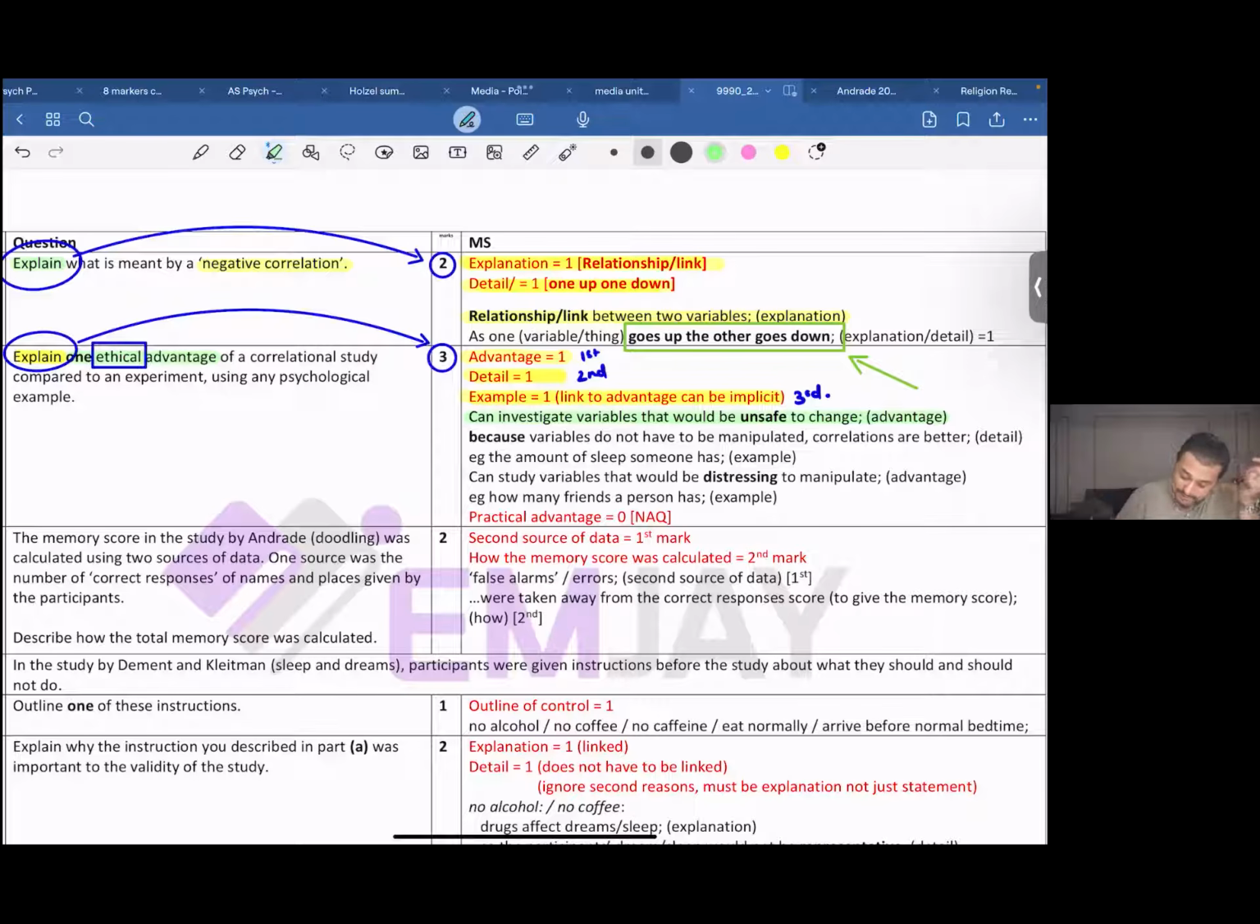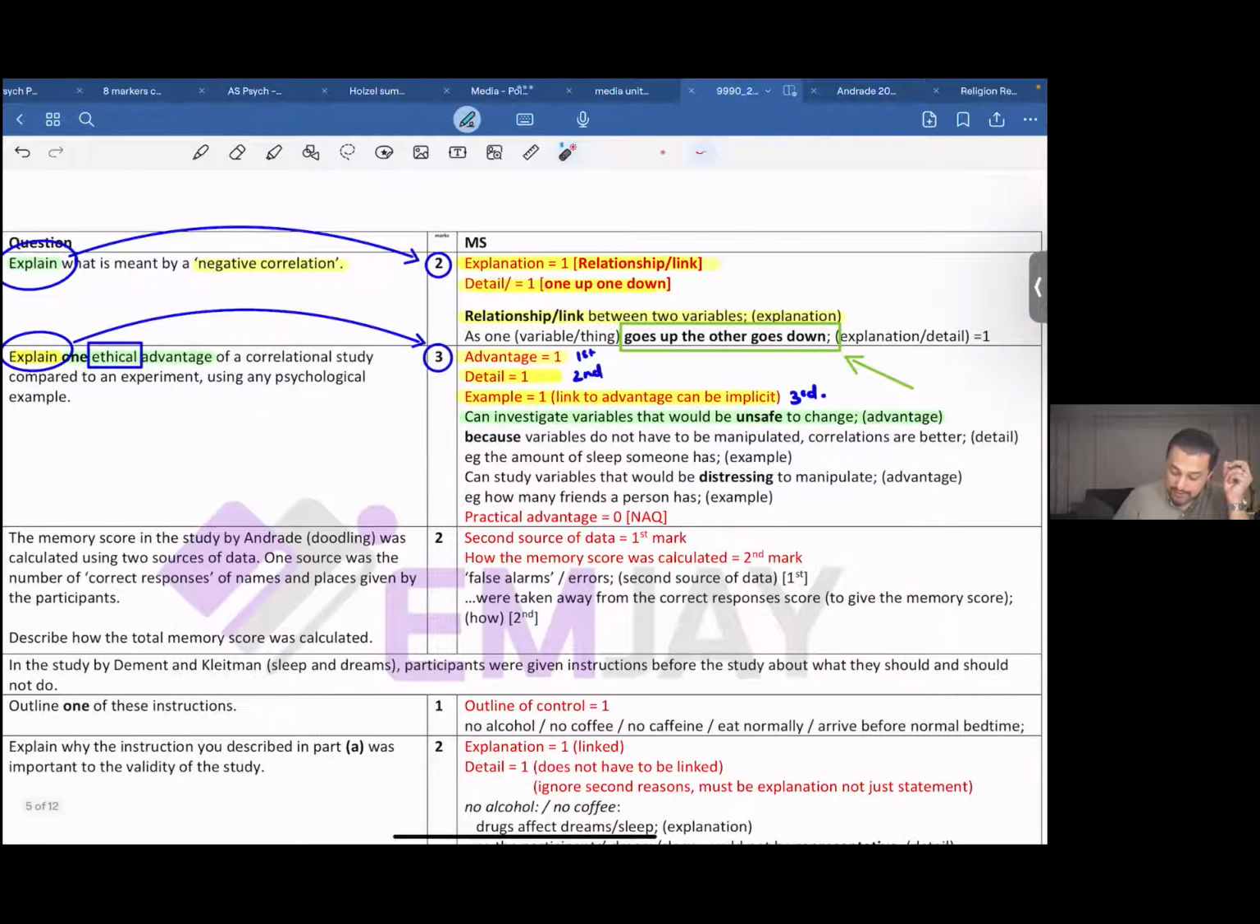Now, what does this say? Correlations can investigate variables that would be unsafe to change. I remember from a mock paper that students had to attempt, where they were asked to design a study. It had something to do with junk food. I saw so many kids end up using an experiment where one of the groups was made to consume junk food alone. That's something you practically wouldn't do. That's wrong, that's unsafe. So correlations can investigate variables that would be unsafe to change.